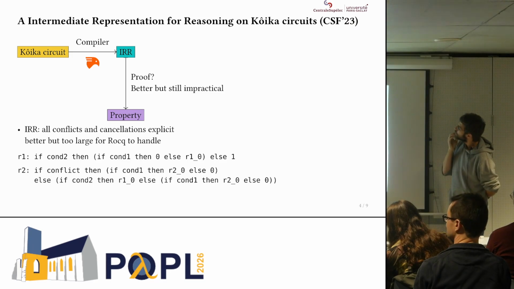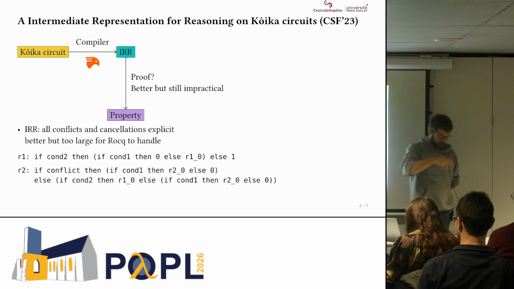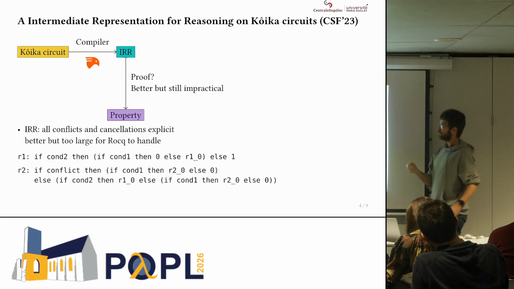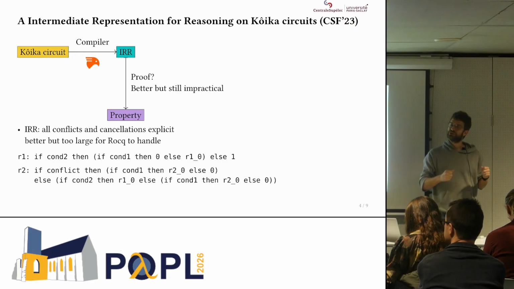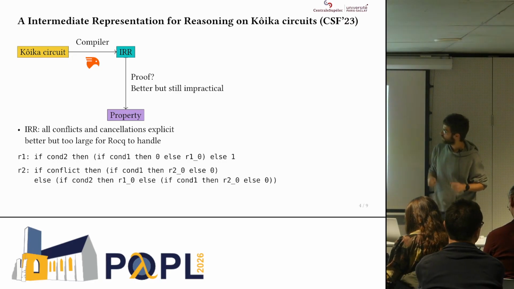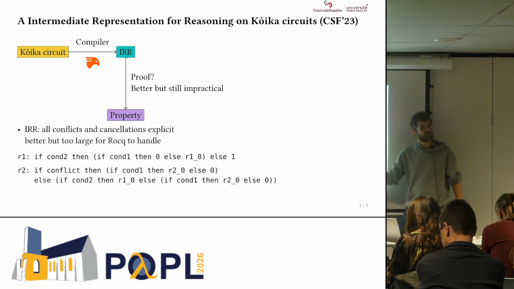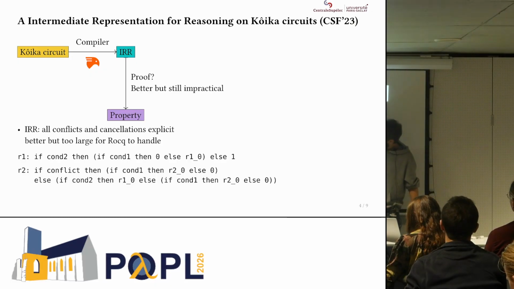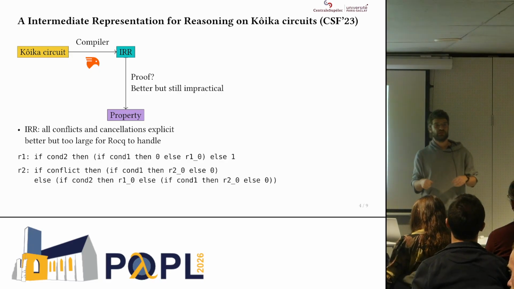Basically, this representation will give, for each register, its final value at the end of the cycle as a function of the values of the registers at the beginning of the cycle. I give you an example here for the rules we saw earlier on, for each of the two registers. We can see in particular the final value of R2 is a big conditional on whether the rule B has a conflict or not.